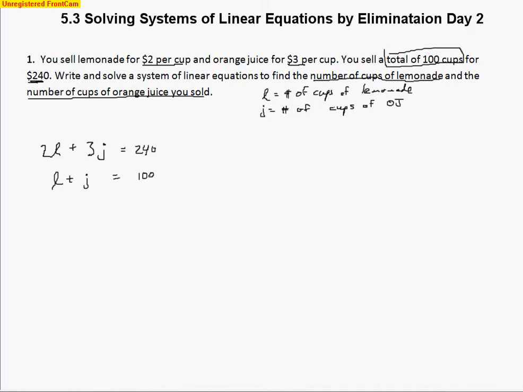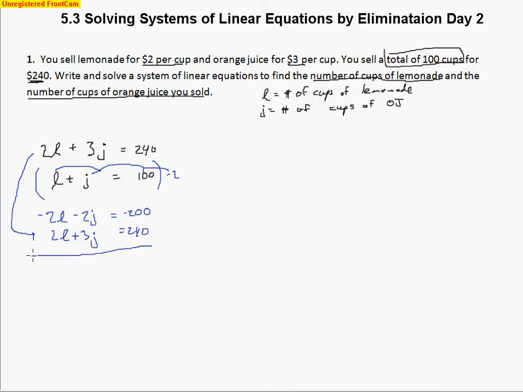So elimination again works this way, where if we take one of these expressions, we can cancel out one of the variables. So let's go ahead and multiply the second equation by negative 2. So every number there gets multiplied. Negative 2L, or actually I'm going to put a minus 2J. You can put plus negative, it's the same thing, equals negative 200. So that's what the new equation is. I'm going to take this top equation and put it down below. 2L plus 3J equals 240.